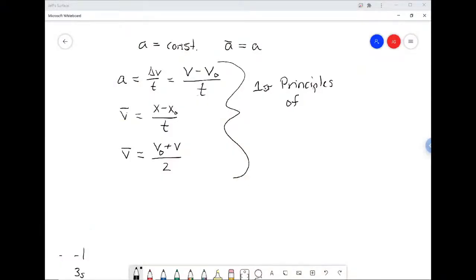The first principles of this area of physics is called kinematics. It's concerned with describing motion. So we can call these the first principles of kinematics. And then what we can do is, and this is algebra, we can take these three equations and combine them in a lot of different ways to come up with new equations. And you might say, why would you do that?